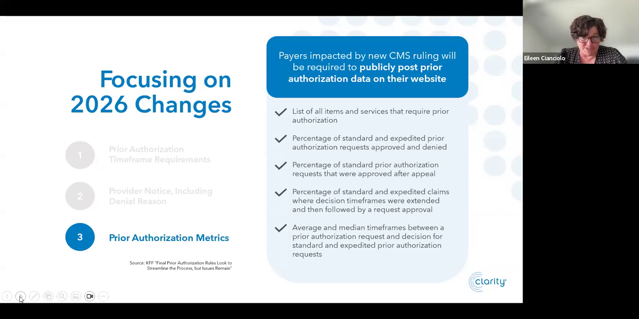So there's a lot of transparency being required as part of this, with a lot of data that will need to be pulled and then posted and available publicly on the website. While these may not seem like huge changes, there's definitely a lot involved here. And considering these are 2026 changes, it's something to absolutely be focused on right now, so that you make sure you have everything you need, all of the data, all of the reporting, all of the communications in place and ready for January 1st of 2026.